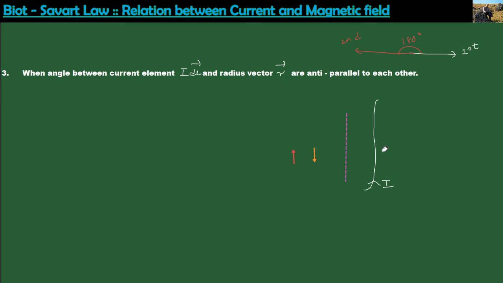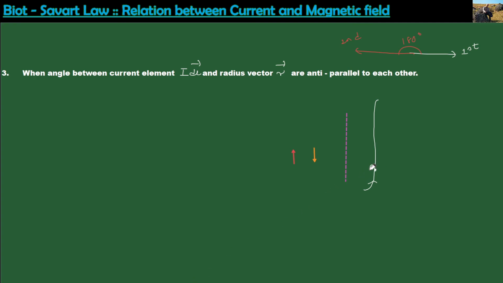Okay, the current I is flowing in the upward direction, and we will consider the point P in the downward direction. Or in this case, this current I is in the upward direction. Then I will find this point P in the opposite direction, which means opposite to P.